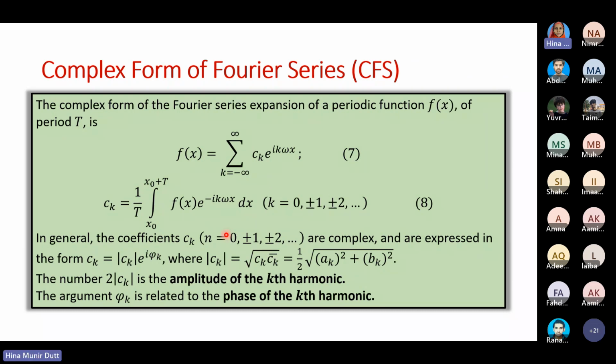So in general, these coefficients are complex and, like every complex number, they can be expressed in the polar form with its radius, or distance from 0, which you can say is r or rho, and the argument phi k. So here the Ck magnitude is actually equal to Ck conjugate, and this is in turn equal to this one. So 2 times Ck is called the amplitude of the kth harmonic, and phi k is related to the phase of the kth harmonic.